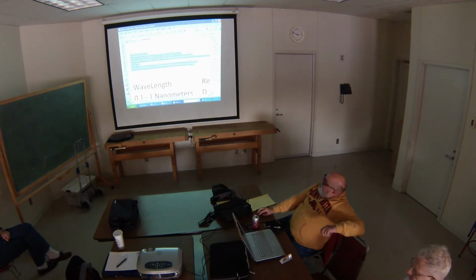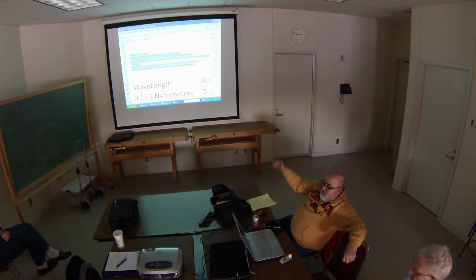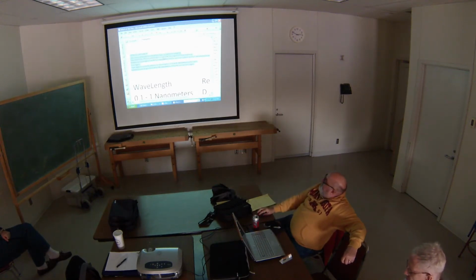Different wavelengths of radiation coming from the sun. Remember, we had X-rays that are shorter wavelength, we have infrared that's a longer wavelength. They have different effects on different layers of the ionosphere.